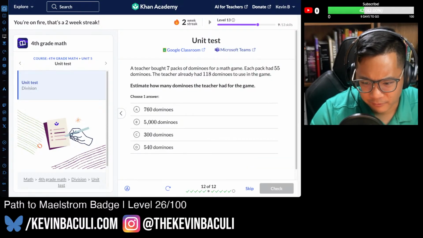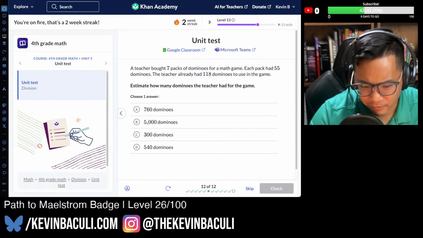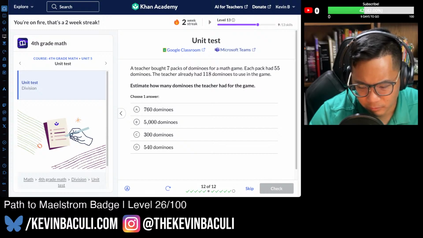A teacher buys 7 packs of dominoes for the math game. Each pack had 55 dominoes. The teacher already had some. Estimate how many dominoes the teacher had for the game. See 3. 4,200. 42. This one? Yeah.